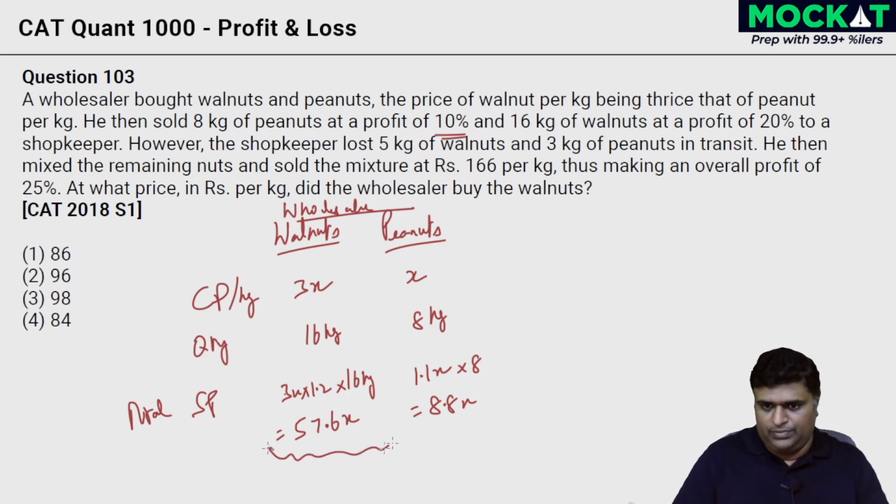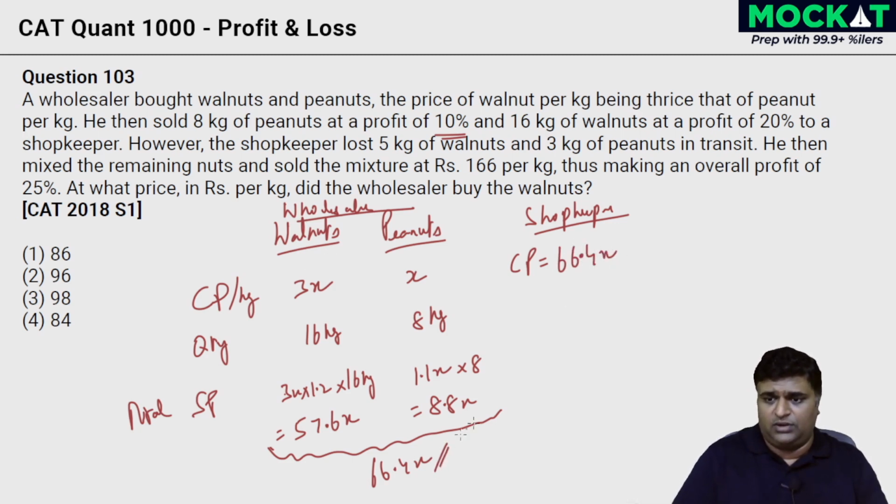So what has happened over here? This has been sold to somebody, right? So the total SP over here is 57.6 plus 8.8, which comes to 66.4x. And this is the shopkeeper story right now. The cost price over here is 66.4x. Whatever the wholesaler sold for to the shopkeeper becomes the cost price for the shopkeeper. Total cost price 66.4x. On this, he has made an overall profit of 25%.